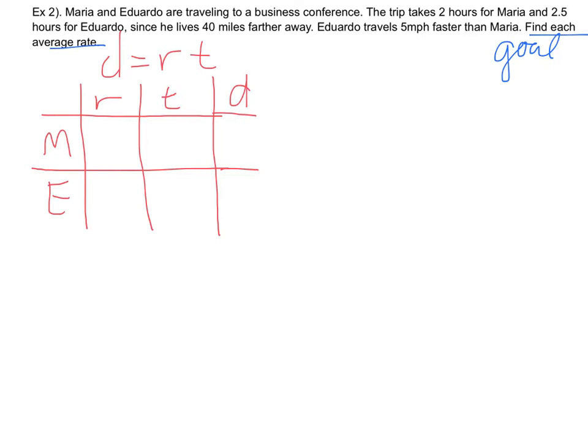Maria and Eduardo are traveling to a business conference. Okay, that's nice. We know the trip takes 2 hours for Maria and 2.5 hours for Eduardo. So we're talking about time: Maria is 2 hours and Ed is 2.5. Then here's something else. Since Eduardo lives 40 miles farther away, we're going to come back to that. That's a distance situation.